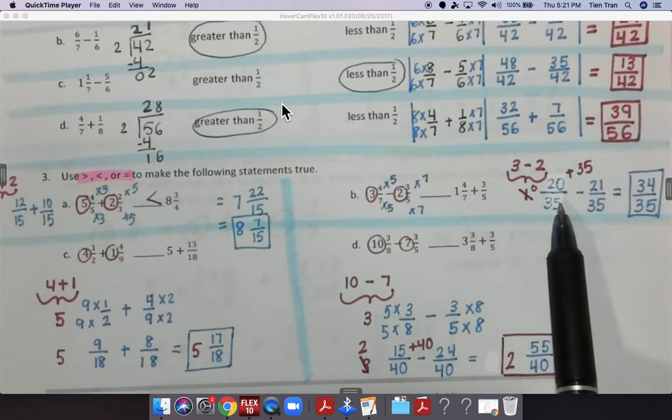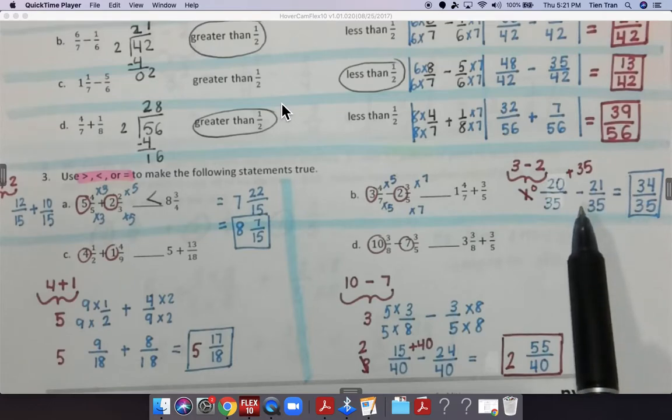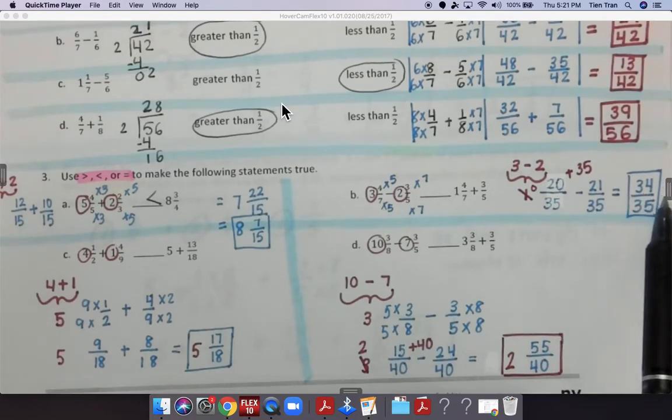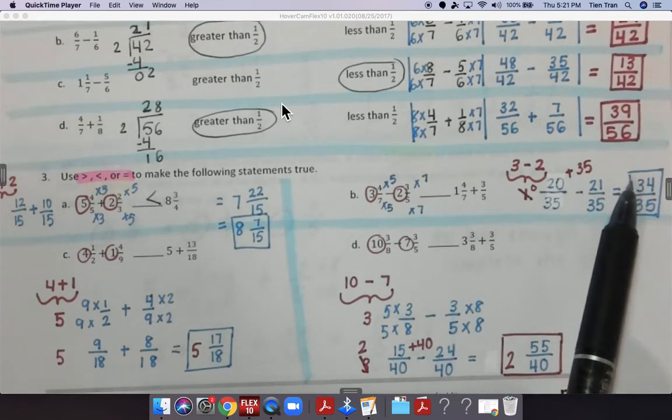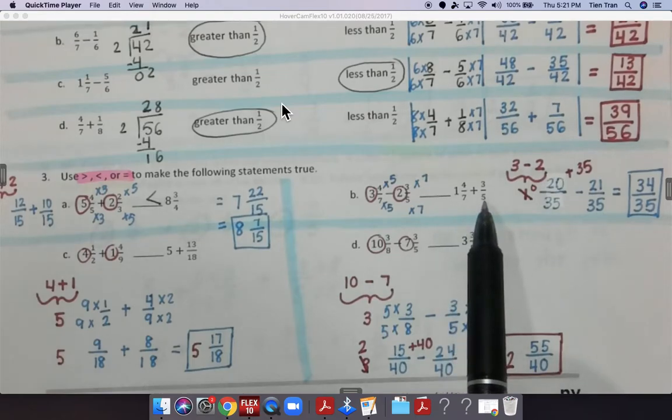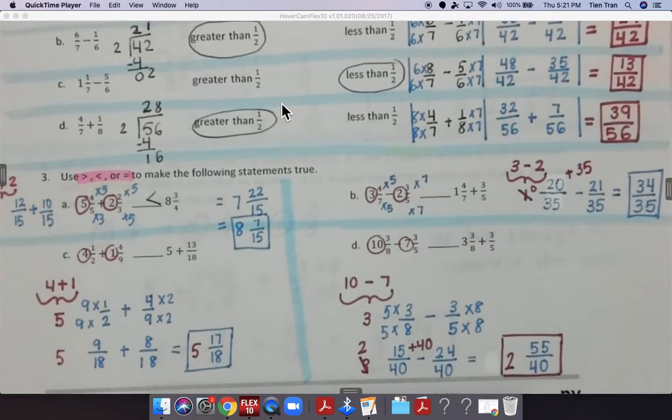So 55 minus 21 is going to give me 34. And my denominator is 35. So I have 34 35ths. Now on this side, what I have here is 1 and 4 sevenths plus 3 and 5.